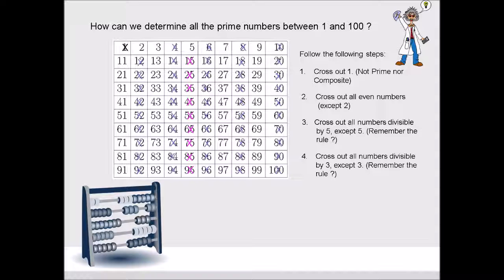The next one we test for is 3, and again we leave 3 itself alone, and we apply the rule. You remember the rule? Add the digits, and if it can be divided by 3, then the number can be divided by 3. Testing the numbers, you'll find that where the green crosses are, those numbers were divisible by 3.